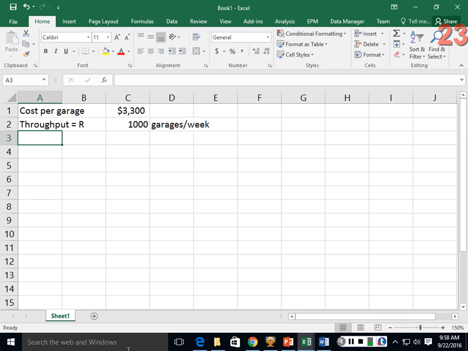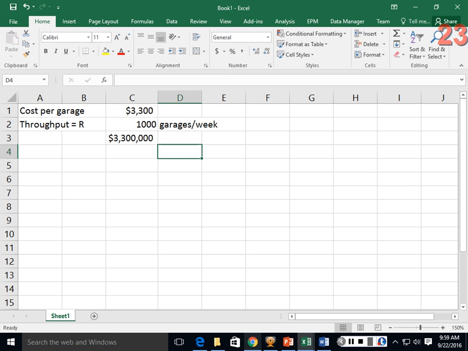And if we consider each dollar spent as our flow unit, so now we're going to talk about dollars in terms of our flow unit, the dollar throughput is going to be equal to 3,300 times 1,000. And so then it becomes, instead of garages per week, now my measure is dollars per week. So we process 3.3 million per week. Thus we've evaluated the throughput using 2 different flow units. So I can transition between the number of garages and the dollars per week.